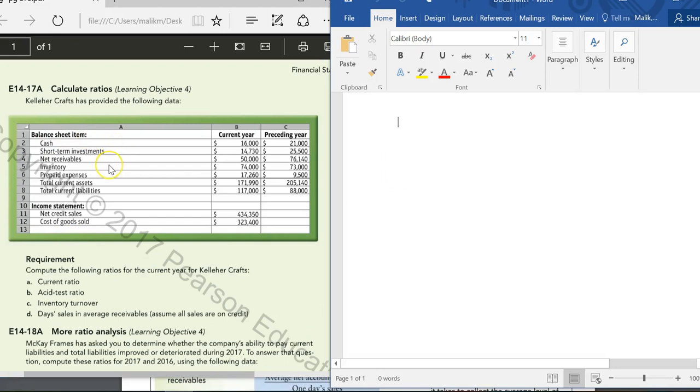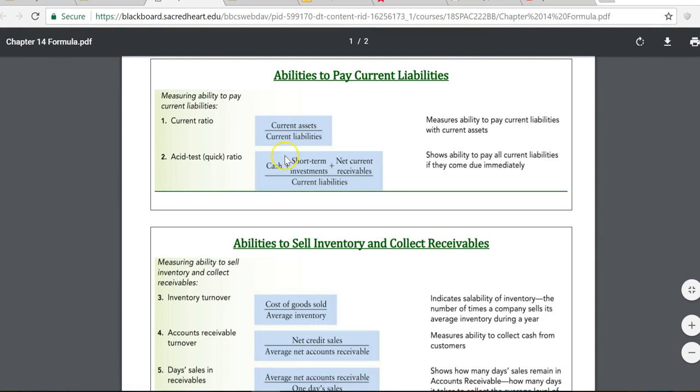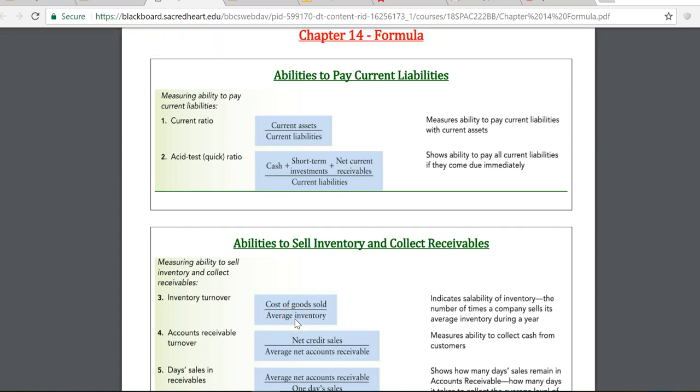In E14-17A, you will see that a part of your balance sheet and income statement is given, with information for 2 years: the current year and the preceding year. As I already discussed, if you need to calculate a ratio that contains one income statement item and one balance sheet item, for the balance sheet item you always need to take the average. Average means you add the past year's and the current year's information, and then divide by 2. This is how you figure out the average of a balance sheet item.